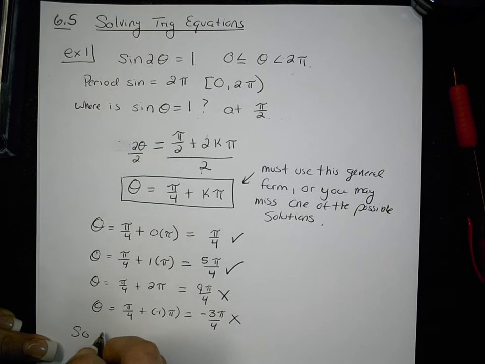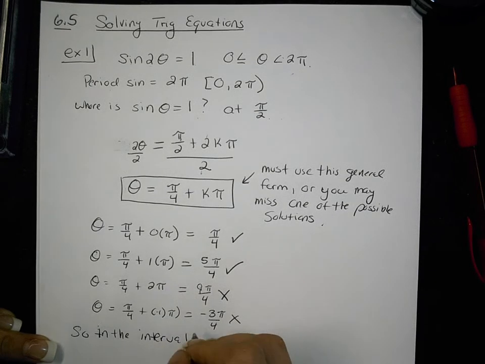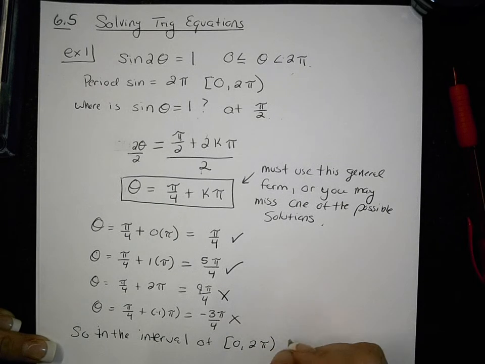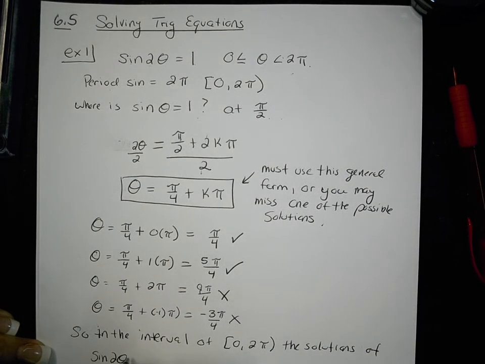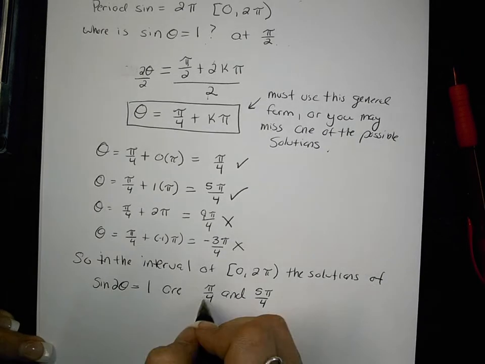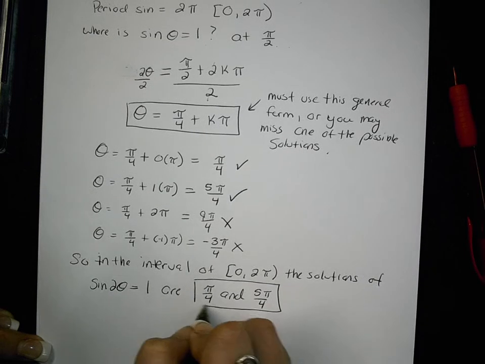Okay, so you can write it. So in the interval of 0 to 2 pi, the solutions of sine of 2 theta equals 1 are pi over 4 and 5 pi over 4. Yep, sorry, thank you. Okay, so pi over 4 and 5 pi over 4.